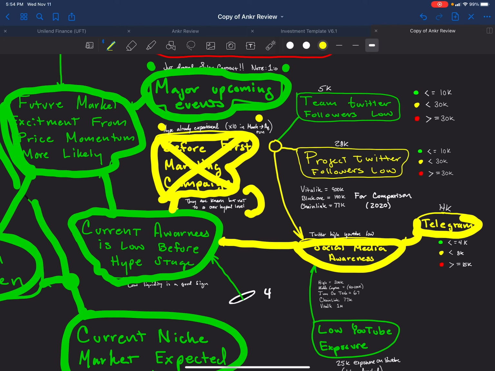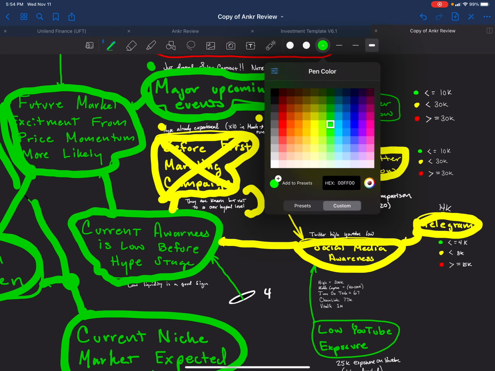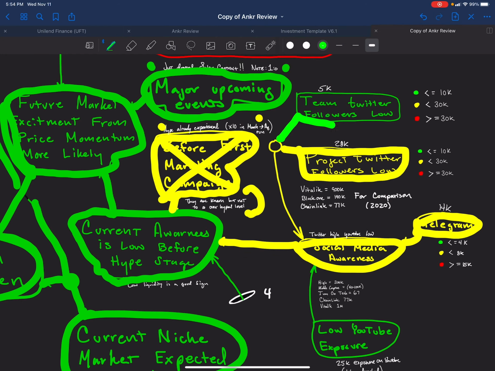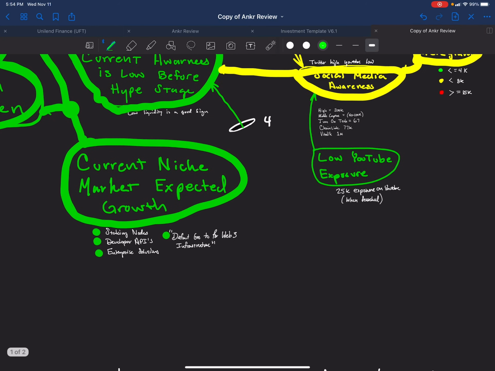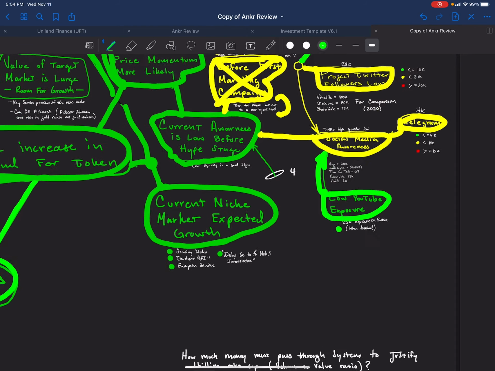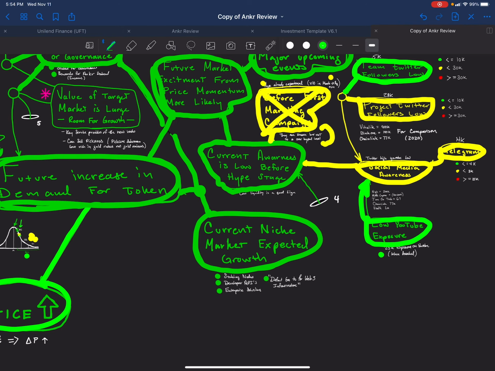Their Telegram has 14,000 people. Their team on Twitter has 5,000. The project itself has 28,000 followers on Twitter. That's in the mid-range, maybe even on the higher end. But the team itself is on the low end. The YouTube exposure is on the low end. But they were on Ivan on Tech, and they did get some exposure, about 25,000 views if you search for them.